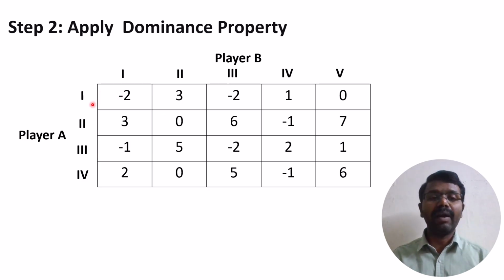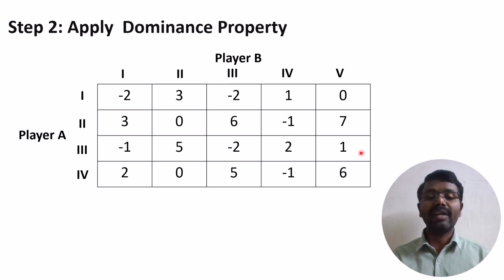Now let us compare strategy 1 with strategy 3. Here strategy 1 has minus 2, which is dominated by strategy 3's minus 1. So minus 2 is less than or equal to minus 1. And again here 3 is less than or equal to 5, so strategy 3 is dominating strategy 1. Here again minus 2 is less than or equal to minus 2, and 1 is less than or equal to 2.